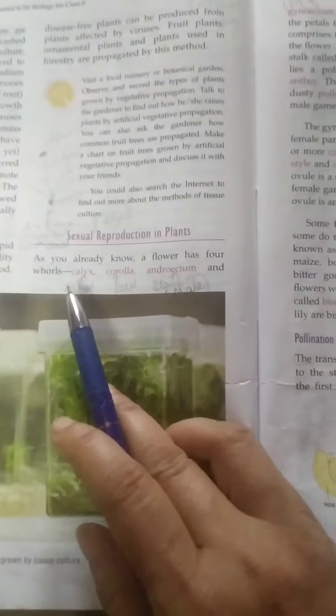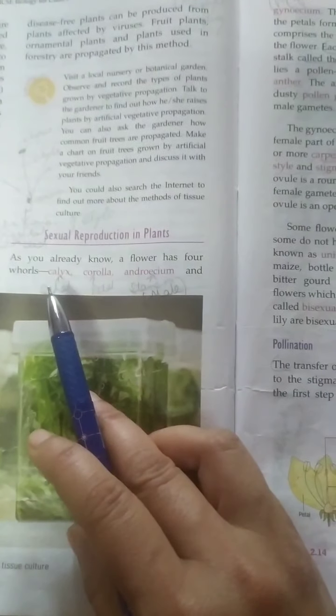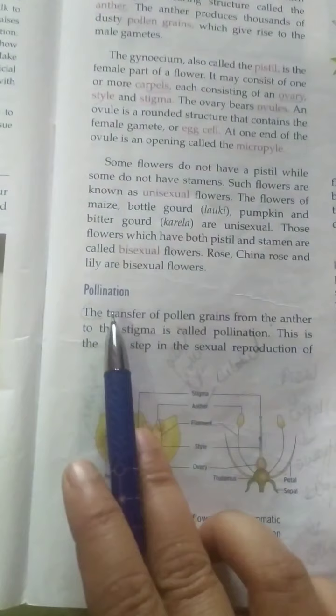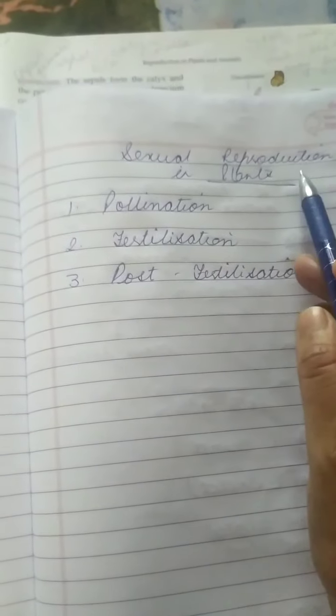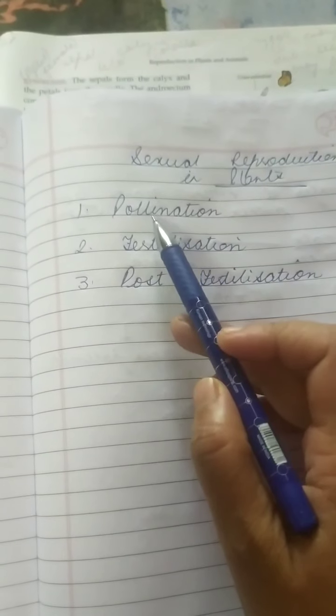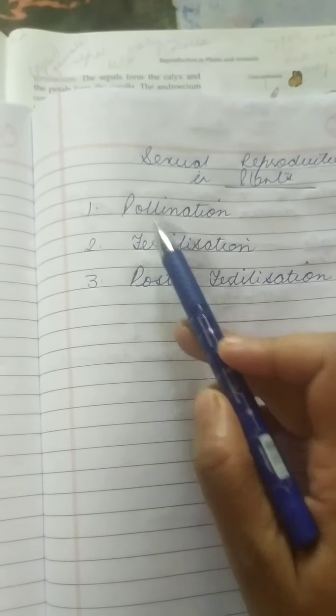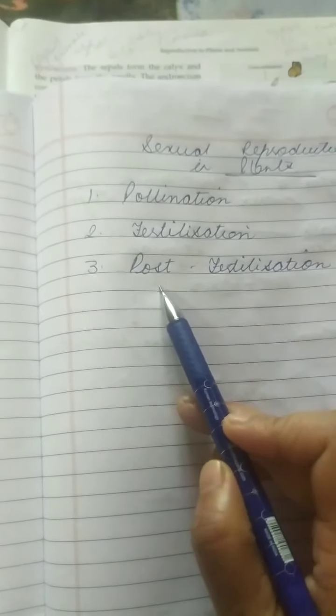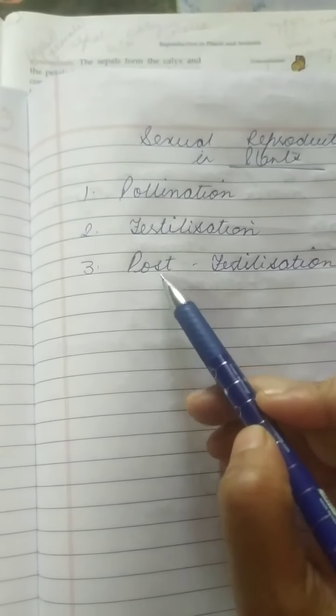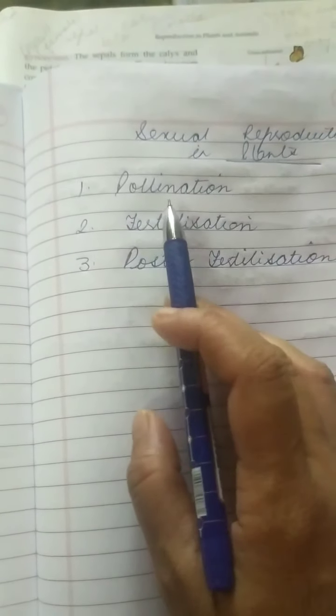Students, in the previous video you have studied about the male and female gametes. Today I am going to start the process of pollination. In sexual reproduction, the plants go through three processes, that is pollination, fertilization and post-fertilization. So one by one we will discuss them. You have already seen the animated video. Same I am going to explain here with the help of your book.